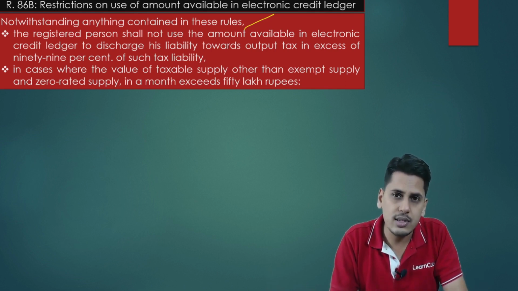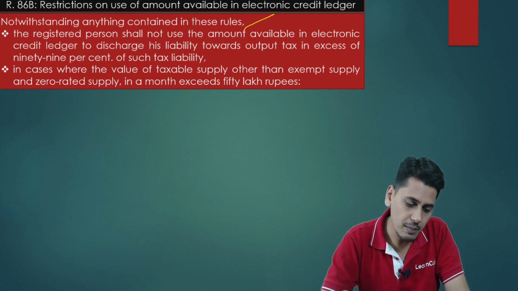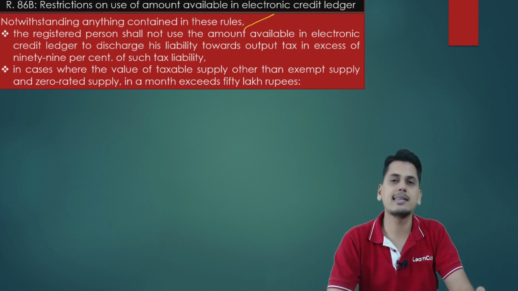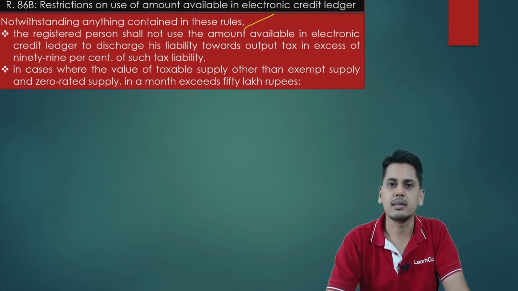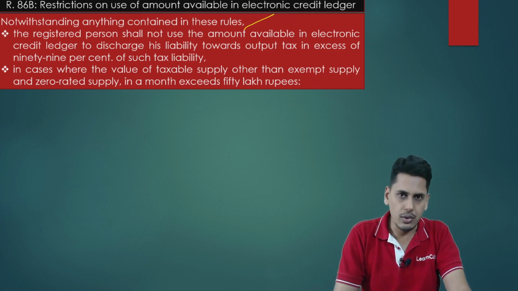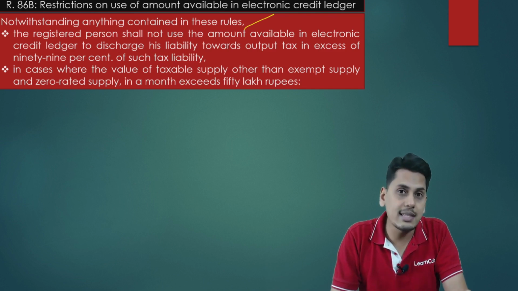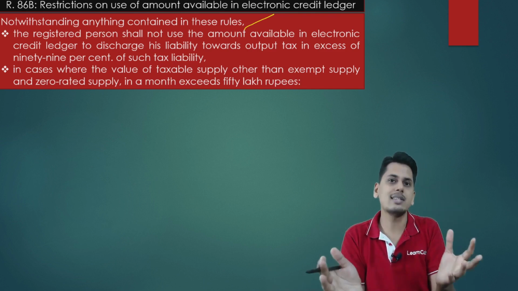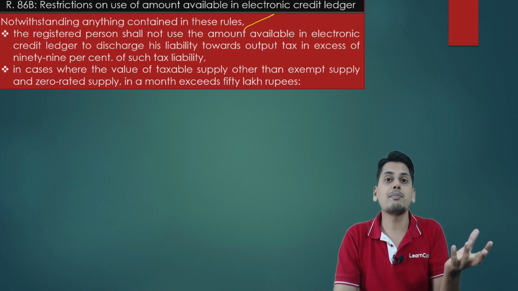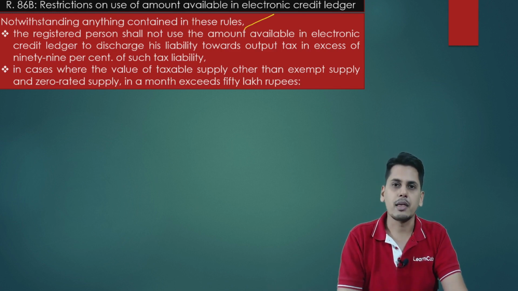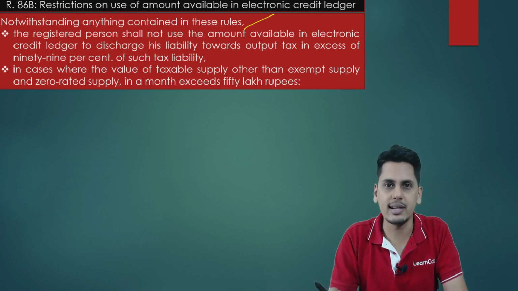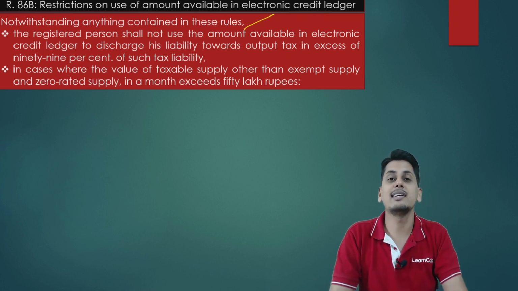Now, is it in all cases or in certain specified cases? Let's look further. In cases where the value of taxable supply other than the exempt supply and zero rated supply in a month exceeds 50 lakh rupees. So friends, in short it is telling you that in whichever month the value of taxable supplies, which would obviously include all those supplies on which there is a levy, so therefore exempt supply also would be included in taxable supply. Hence they further clarified, taxable supplies other than exempt supply and other than zero rated supplies, if it is going to exceed 50 lakh rupees.